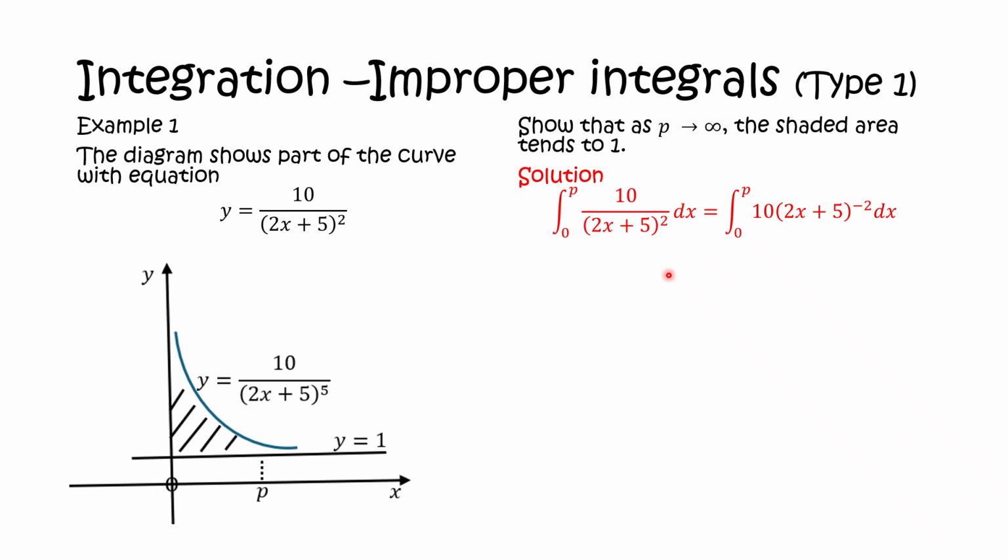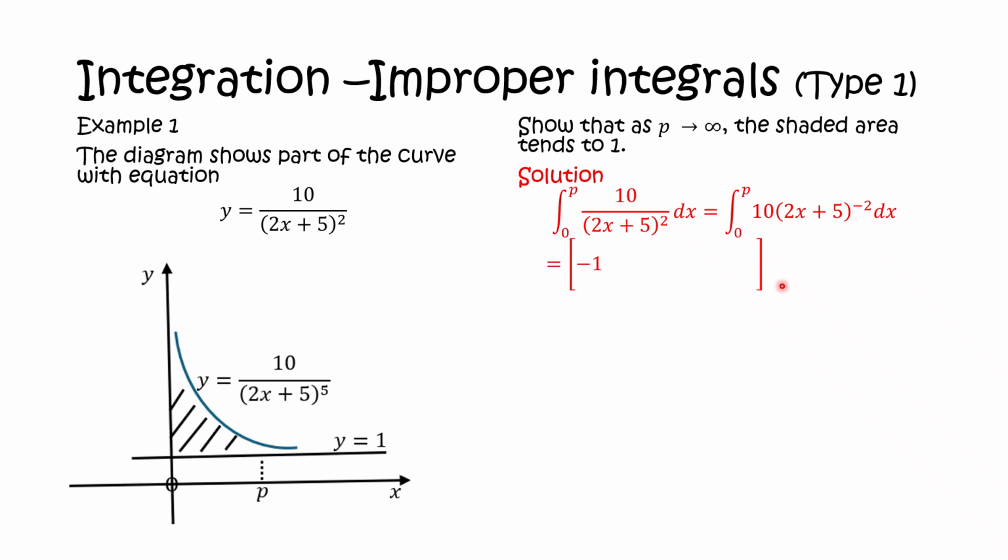Great. So now when we integrate, remember from our part 4 video and part 3 of integration, we spoke about integrating such type of expressions. So by using the laws of indices, we are going to have the integral from 0 to p of 10 times (2x plus 5) to the power minus 2 dx.